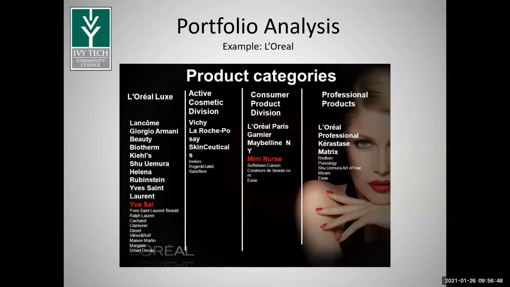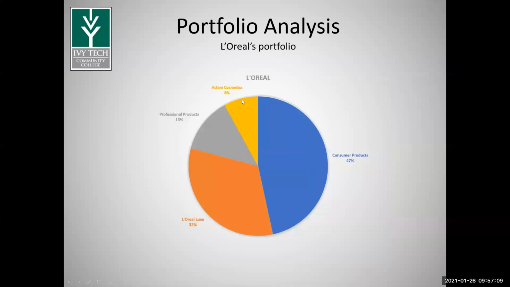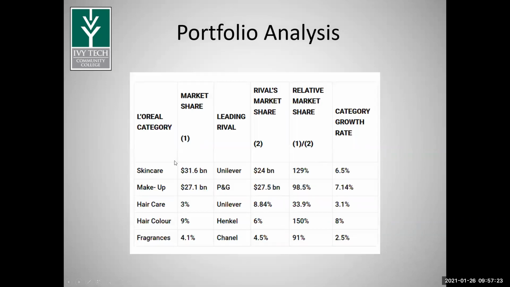Nope. Okay. Well, this is kind of how they look at it. They have this whole Lux line, but then they have their cosmetic division, consumer products, and professional products. Professional products is what they would sell to a stylist shop or something like that. If you look at their portfolio, consumer products is the biggest part, the Lux Group is the second, professional products third, and active cosmetics fourth.